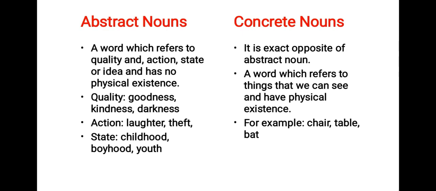Action, we can say laughter, theft. We cannot see laughter, we can see a smile, but we cannot see laughter. Theft, we say that somebody has stolen something, but we can't see theft. चोरी तो हम नहीं देख सकते हैं ना, हम चोर को देख सकते हैं, कोई चीज़ चुरा ली जाए उसको देख सकते हैं, पर हम चोरी तो नहीं देख सकते. So all these actions are abstract nouns.